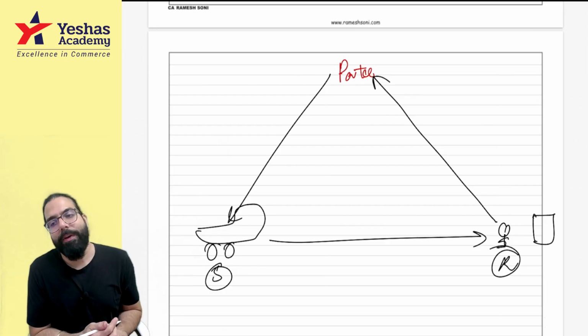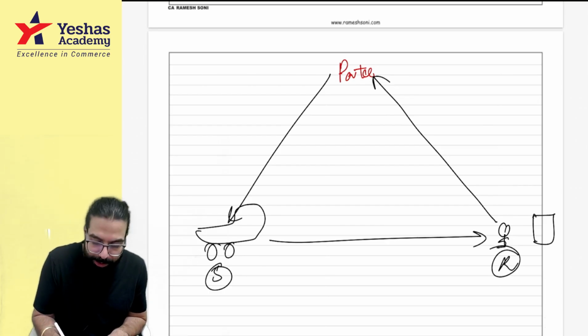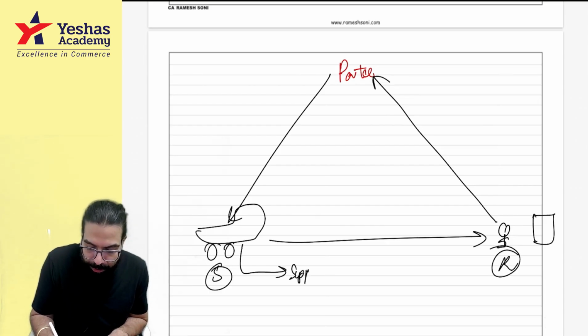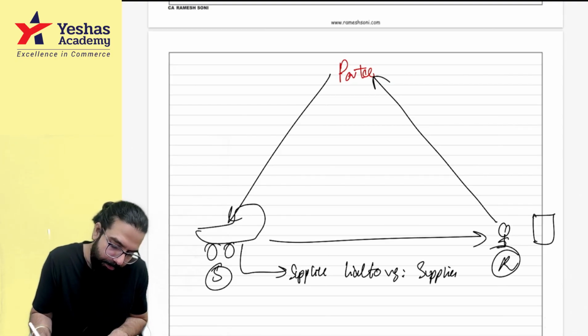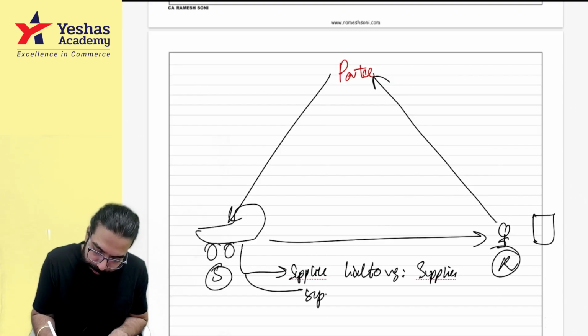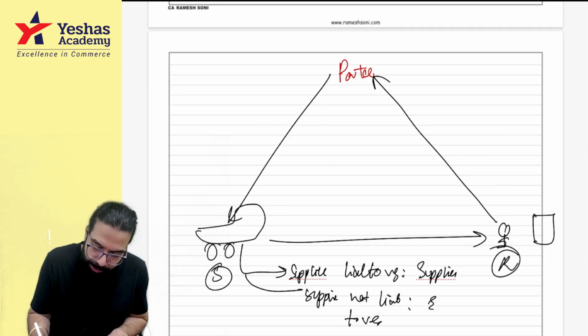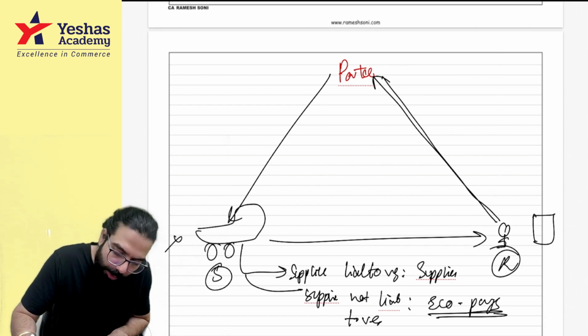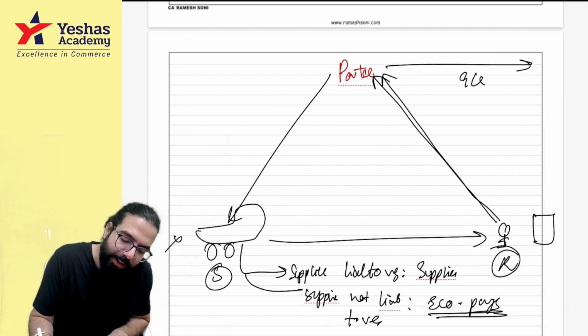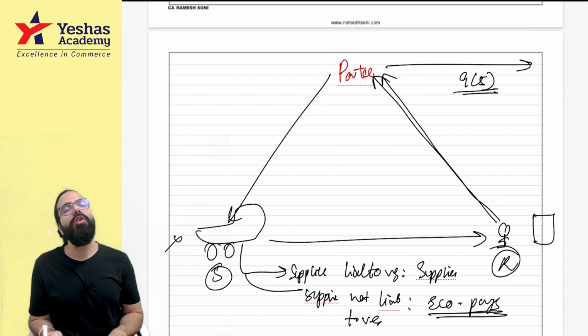In this scenario, always remember one thing. If the supplier is liable to register, then the supplier pays. If the supplier is not liable to register, then the e-commerce operator pays. So think that the supplier is a small person, then the e-commerce operator will collect the GST and pay the GST under section number 9.5. This is called local delivery service.